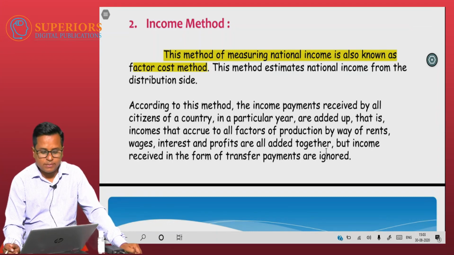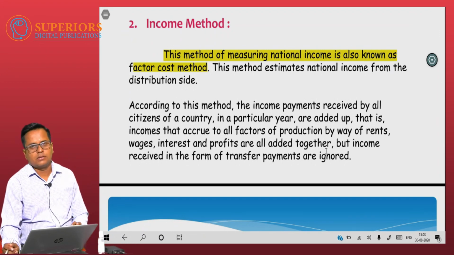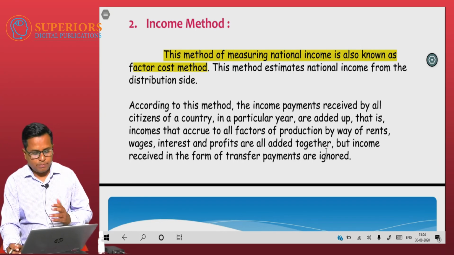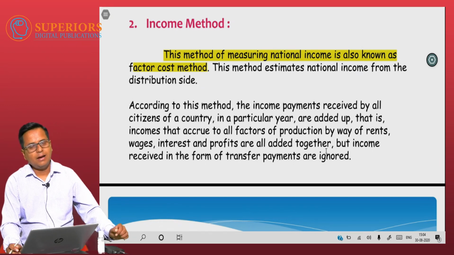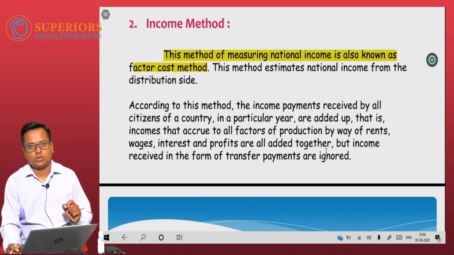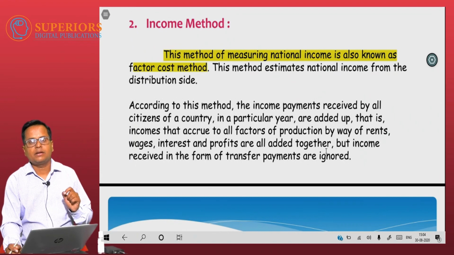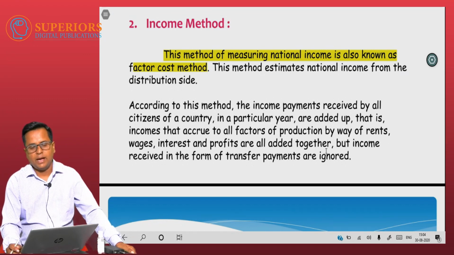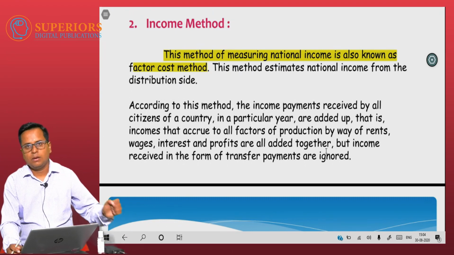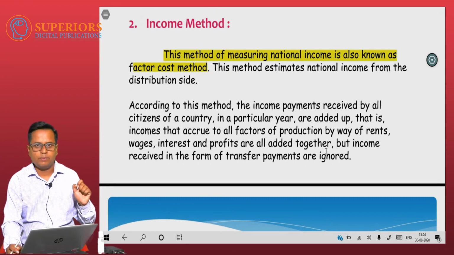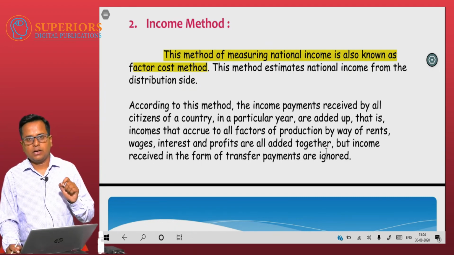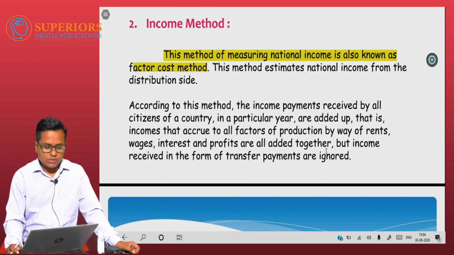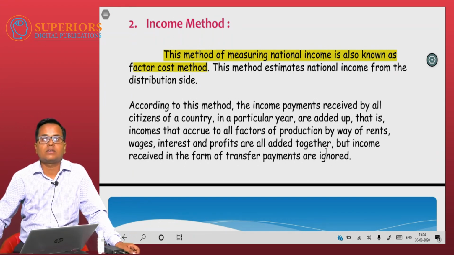Why is it known as the factor cost method? It is because under this method national income is measured by adding up the money income received by all factors of production, that is land, labor, capital and entrepreneur, in the form of rent, wages, interest and profit. So by adding up the money income received by all factors of production during a given period of time, national income is measured. Therefore, it is known as the factor cost method.